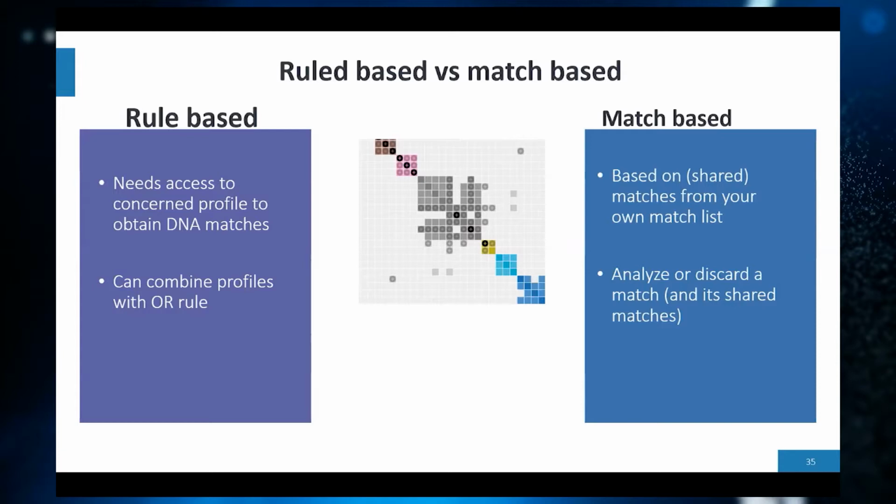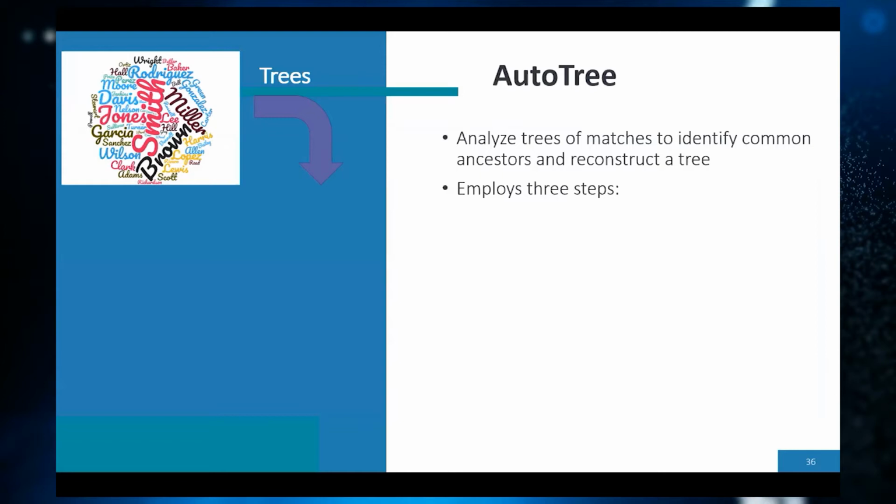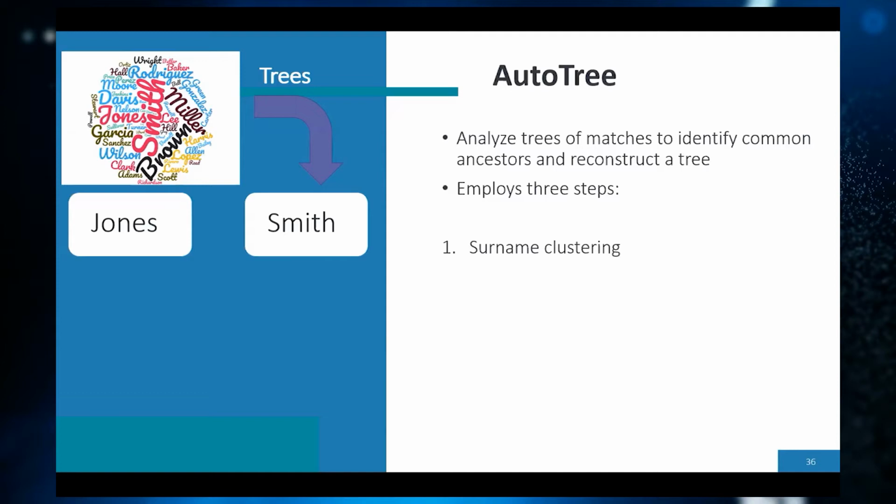It's now time to do some more follow-up analysis. Like if you have your clusters, what are you then going to do? And typically, people are going to analyze the trees of their matches to identify common ancestors or reconstruct a tree, right? So we automated this process, and we employ three steps. These are three steps to get the results, which are actually quite logical. So first, if you have the trees, we take all the persons from the trees, and we look at the surnames. So we cluster everybody based on their surname. So all the Jones go together with the Jones and the Smiths with the Smiths.